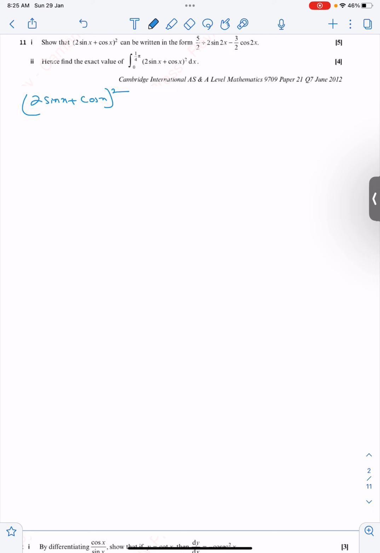Okay, I'm going to apply the formula a square plus 2ab plus b square. So it'll be 4 sine square x, that is a square, plus 2ab, so 2 times 2 sine x into cos x, plus cos square x.